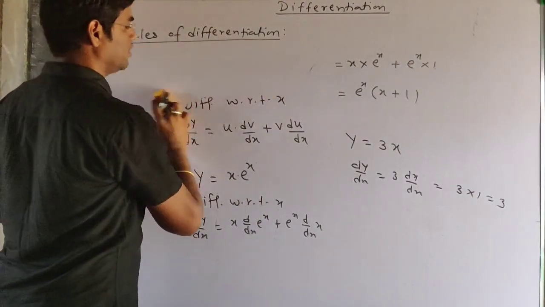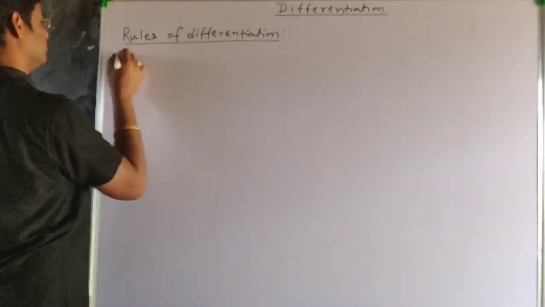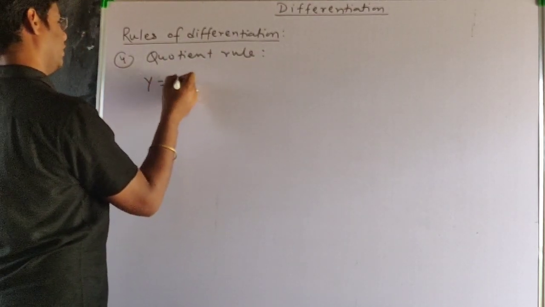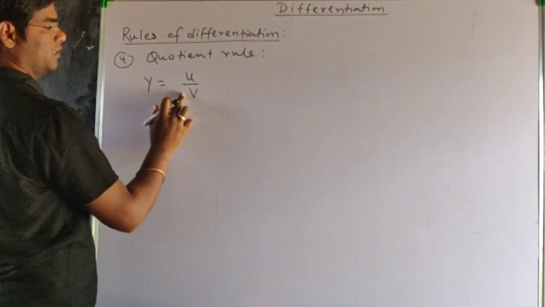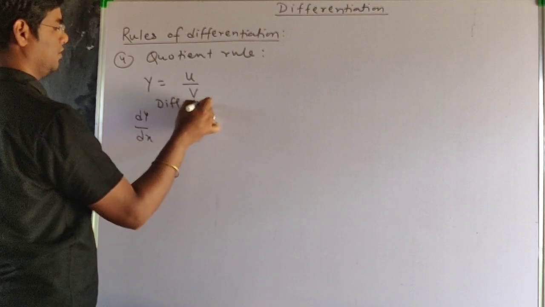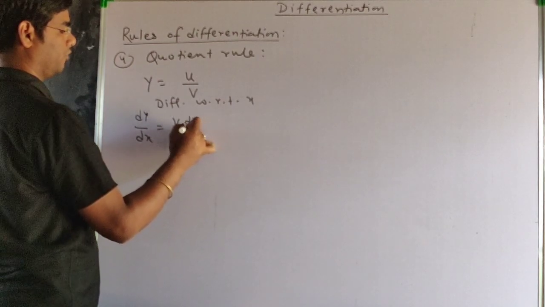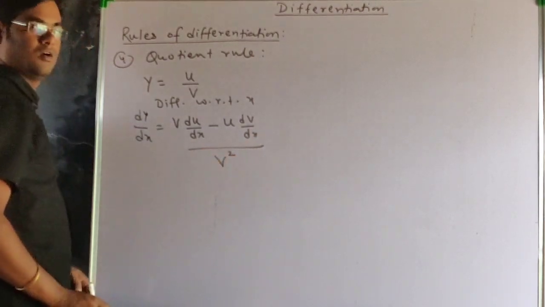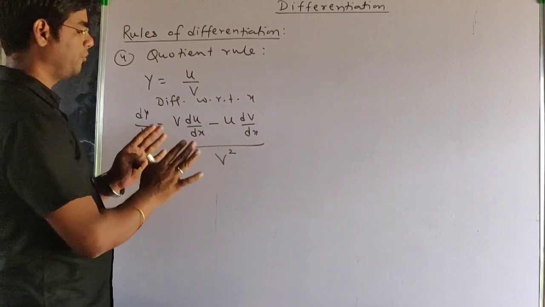The last rule is what? Quotient rule or division rule. The fourth rule is the u upon v rule, the division rule. Suppose you have two variables in division, then you cannot directly apply du by dx and dv by dx. So how to do the differentiation, differentiating with respect to x? The answer is: you have to start from v into derivative of u minus u into derivative of v, upon v square. Always start from v into derivative of u minus u into derivative of v, upon v square.